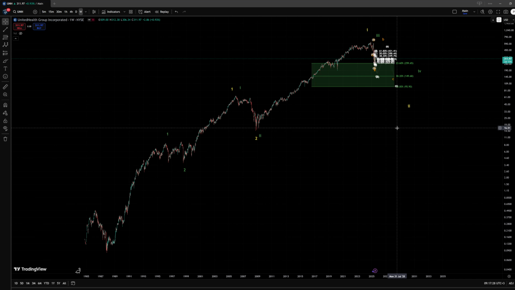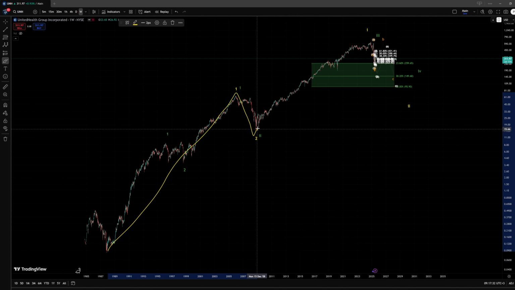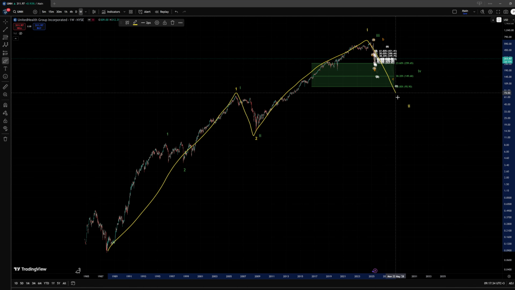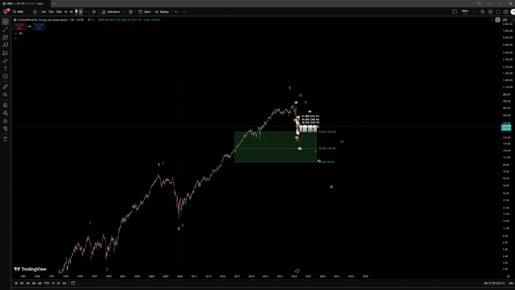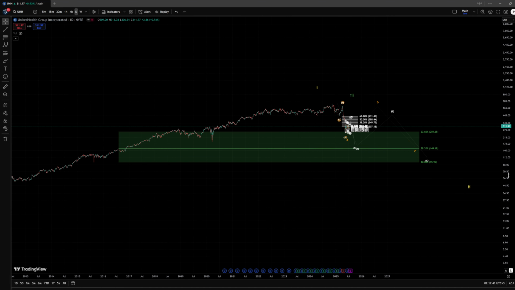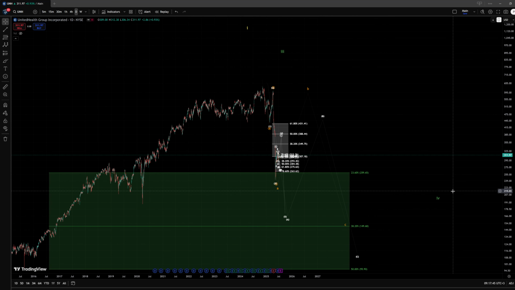And then we also have the yellow scenario, in which we have a wave 1 up, a wave 2 down, and then we are forming another 1, 2. Again, this yellow scenario becomes the active bullish case that we are tracking if the green scenario gets invalidated.